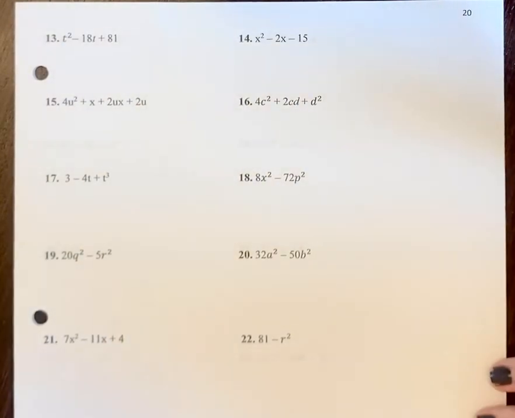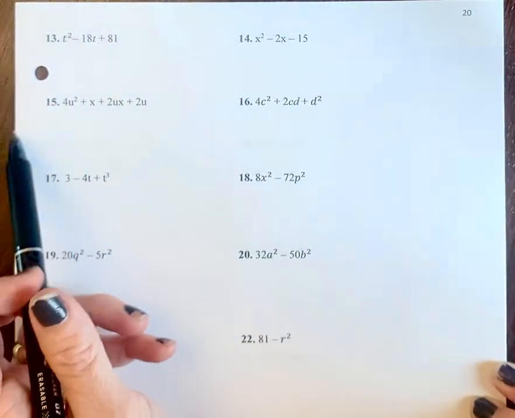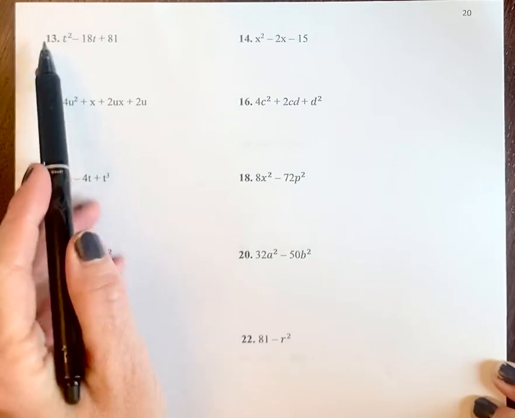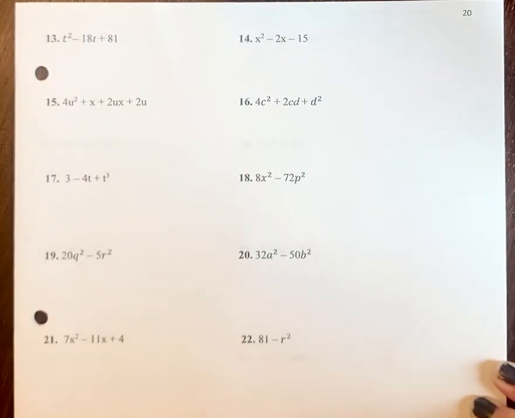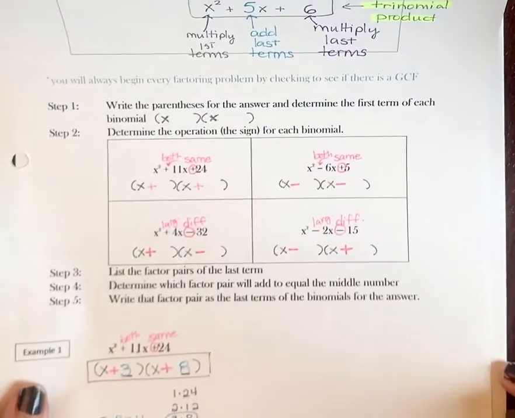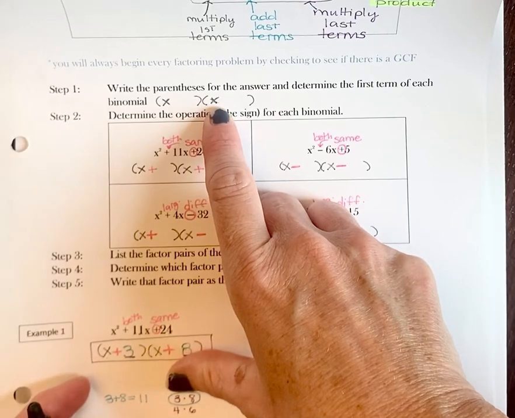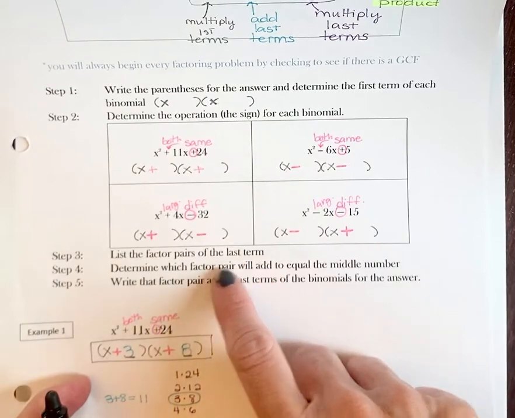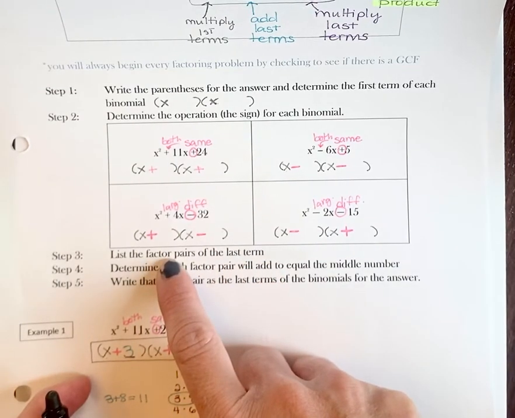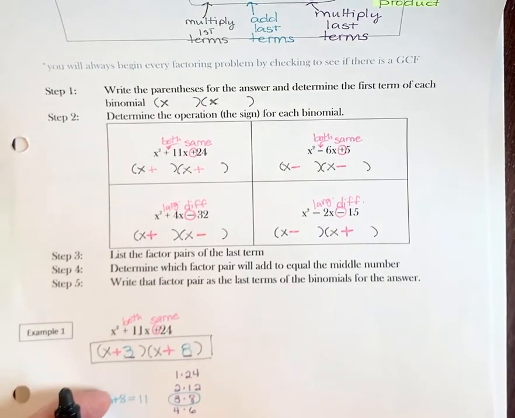Okay, so for number 13, how many terms is it? It's 3 terms. So it's going to be factoring a trinomial. We look at the leading coefficient. It's a 1. So to be able to factor a trinomial with a leading coefficient of 1, you just go straight to writing your answer, your 2 binomials, decide what the signs are going to be, and then find the factor pair that combines to give you your middle term, and that will be what you write in the last spots of each binomial.